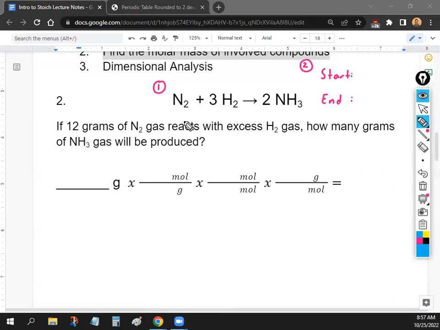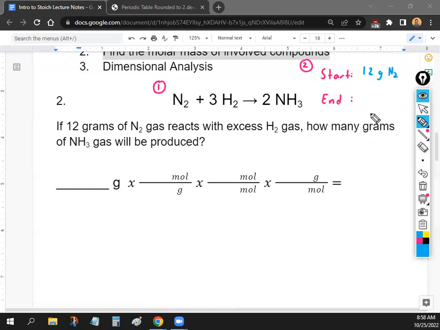So if you take a look at this problem, it says 12 grams of N2 gas react with excess H2 gas. How many grams of NH3 gas will be produced? So just by looking at that, starting numbers should be pretty easy, right? What's the starting number for this problem? Yeah, 12 grams. So we're going to write down 12 grams. But now we need to be a bit more specific than 12 grams. 12 grams of what chemical are we starting with? Yeah, nitrogen, N2. So we're going to write down our starting number as 12 grams of N2.